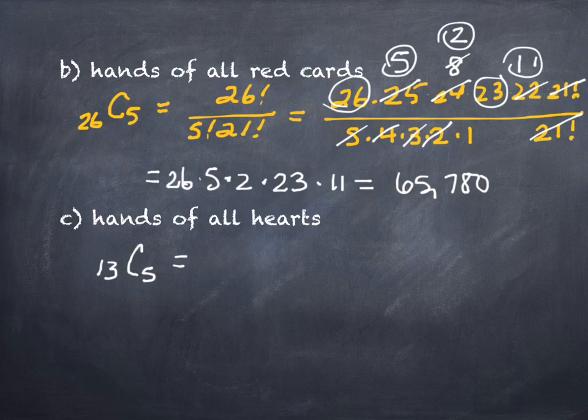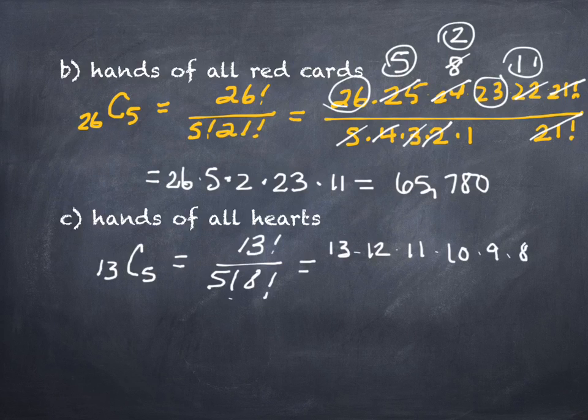Okay, so what goes on top? 13 factorial. What goes on bottom? 5 factorial, 8 factorial. All right, so let's write our 13, 12, 11, 10, 9, and 8 factorial. And then my 5, 4, 3, 2, and 1. Okay, my 8 factorial goes away. Now what?